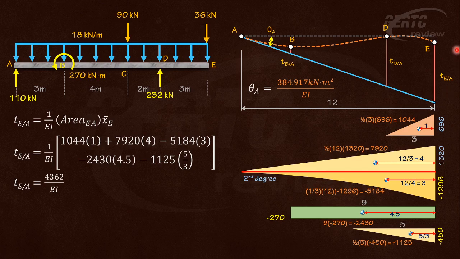The deflection is this one. But actually, we do not know yet if that point will be above the beam or below the beam. So let's just assume it's below the beam. How will we solve that knowing TEA? Take note that we already have the theta A. We got this value in part 1. Please watch part 1 so that you can follow this one. So how will you solve this one? This is 12 meters.